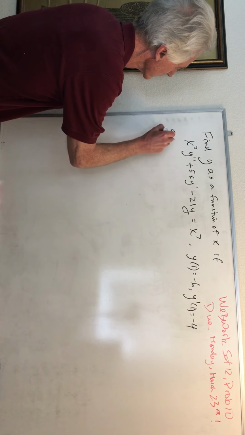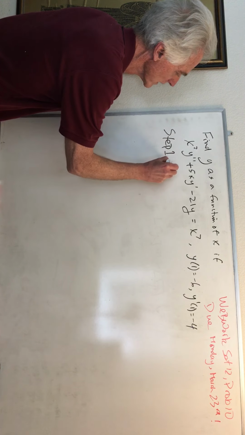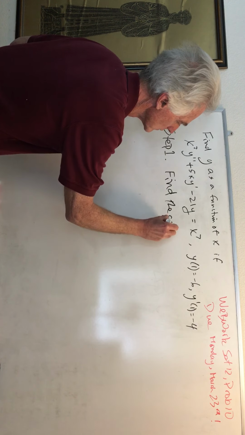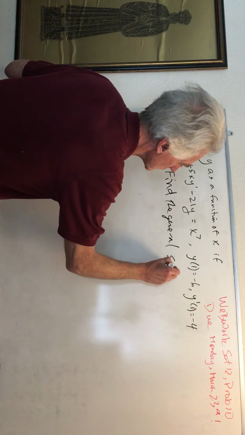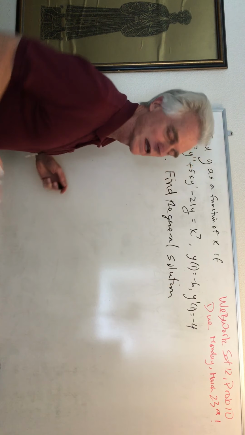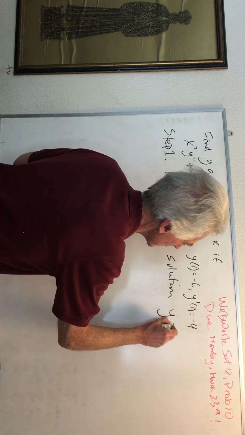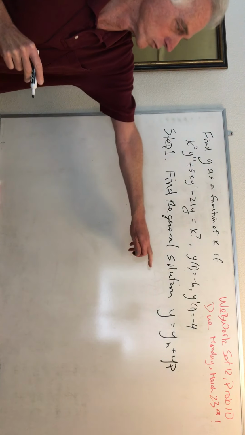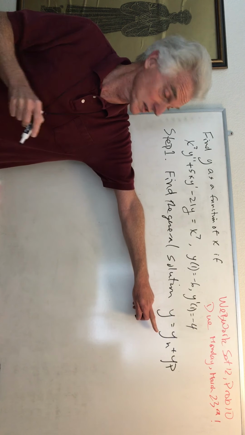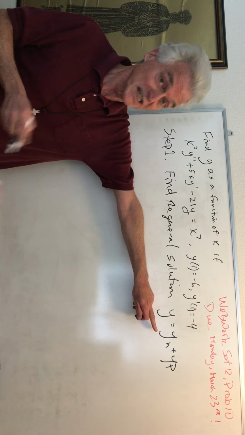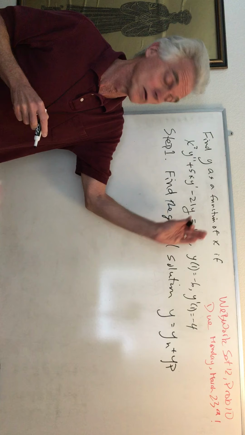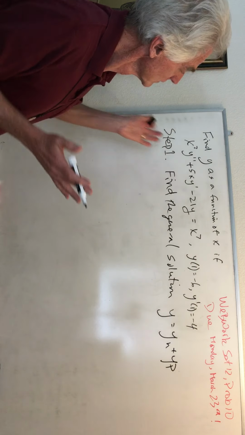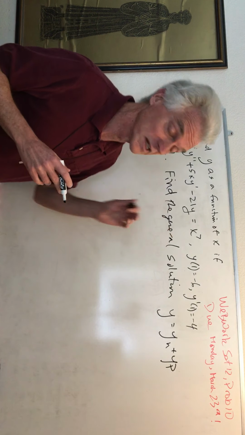Well, step 1 is find the general solution. And that's going to be y is yh plus yp. I'll write it down later, but yh is a solution to the associated homogeneous equation, with the right-hand side zero, and yp is one measly solution to the original differential equation, including the x to the 7th.